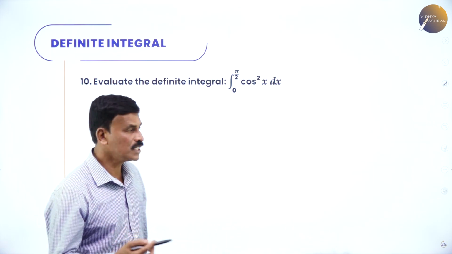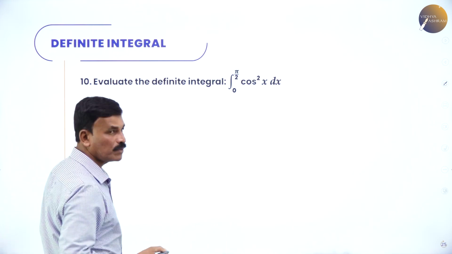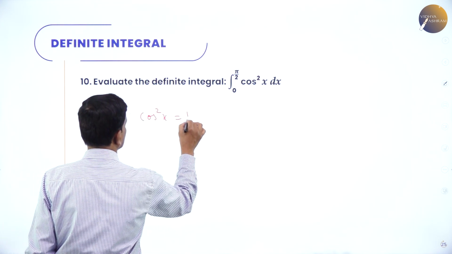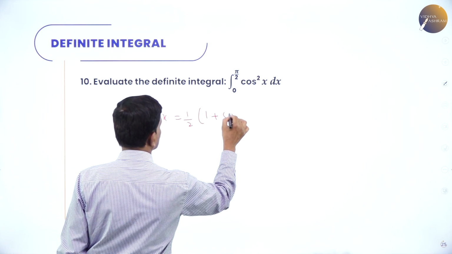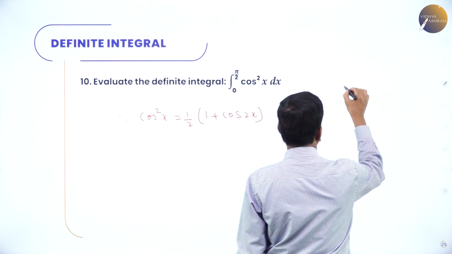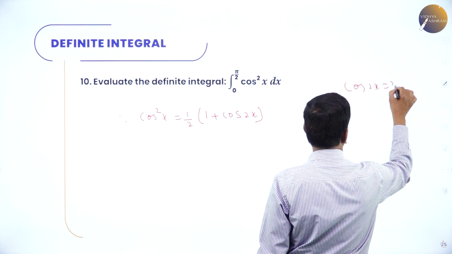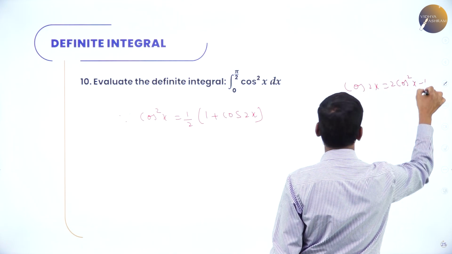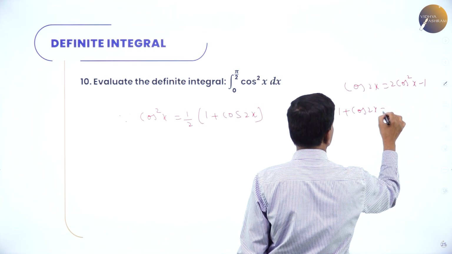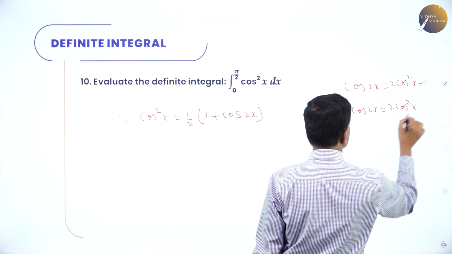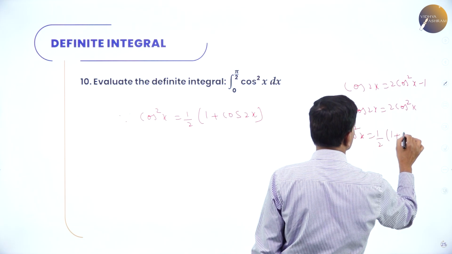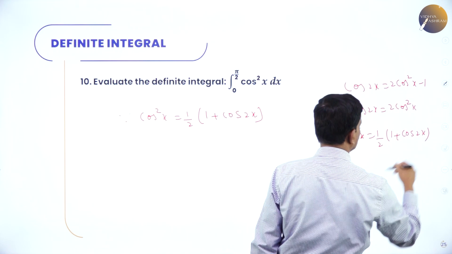Okay. Now move on to the next problem. Integrate 0 to pi by 2 cos square x. Now we know the formula for cos square x. Cos square x is equal to 1 by 2 into 1 plus cos 2x. You know these two formulas. Cos 2x is also equal to 2 cos square x minus 1. If we transpose this, 1 plus cos 2x is equal to 2 cos square x, or cos square x is equal to half into 1 plus cos 2x.